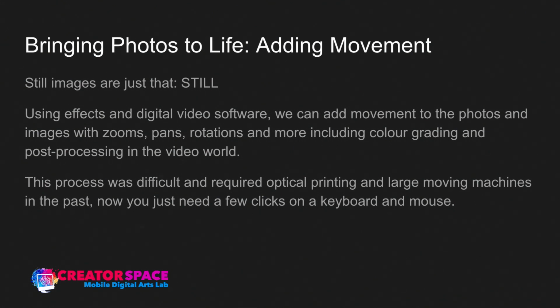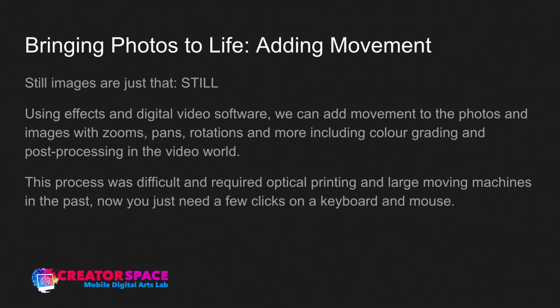And so we can use effects in our digital video software. We can add movement to the photos. This could be things like zooms, pans, rotations, and more. And it could include color grading and post-processing as well. So we could potentially colorize, we can change the color, we can make photos black and white, and this can all be worked on in the video world of this software.